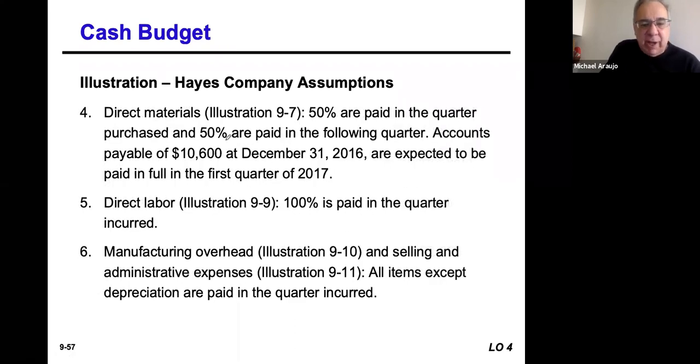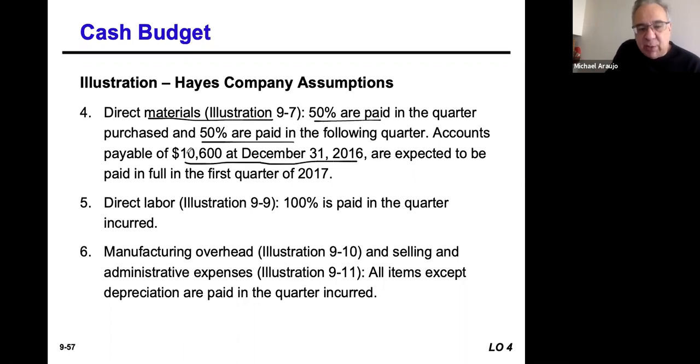And then here we're looking at our budgets now, our direct materials budget, whatever we decided we needed to buy for direct materials. We know that 50% of the money is paid in that quarter. The other 50% is paid in the following quarter. So again, this is a cash disbursement. They're going to pay half of it up front. They'll pay the other half next quarter, but they do that every quarter. Again, they're going to need materials every single quarter. The previous balance before this budget took place was $10,600 at the end of December. Of course, they're going to pay all of that in the first quarter of 2017.